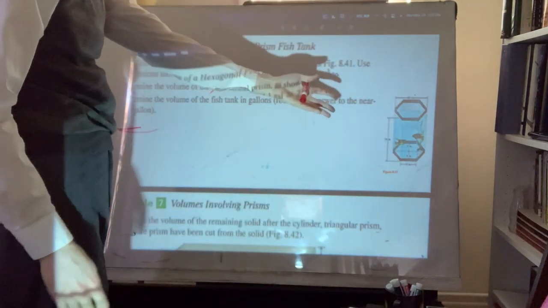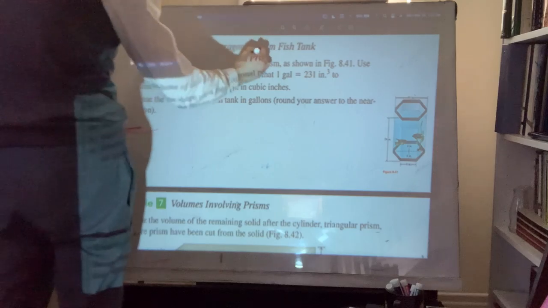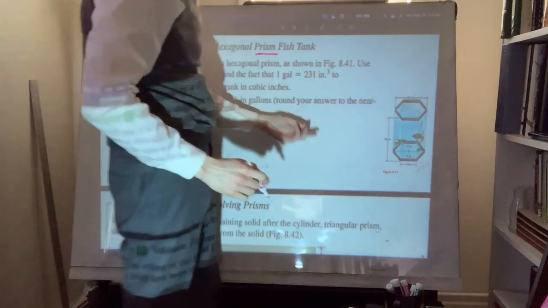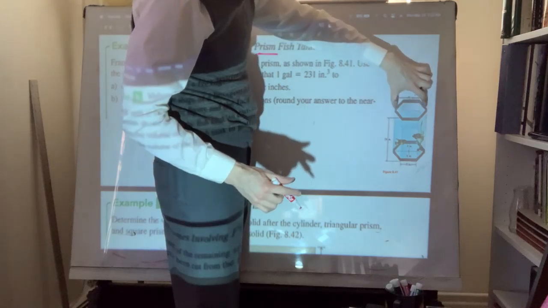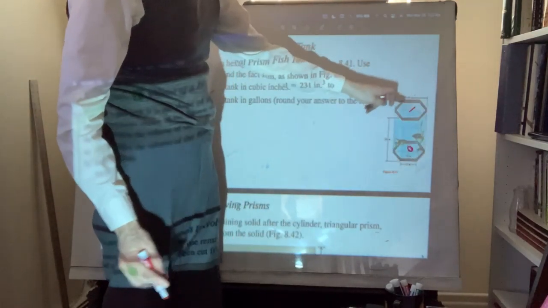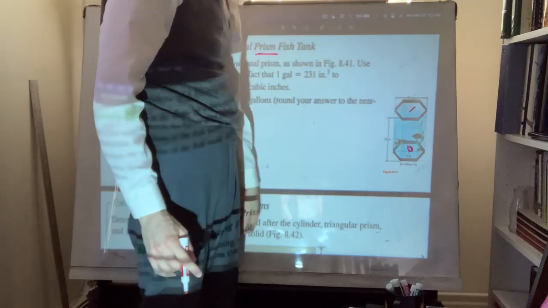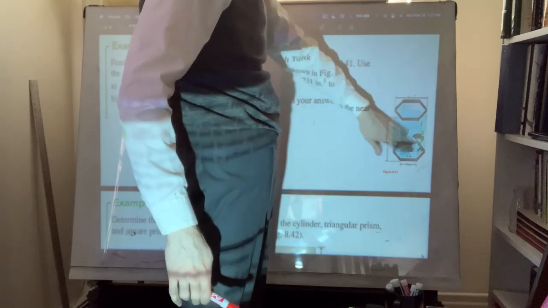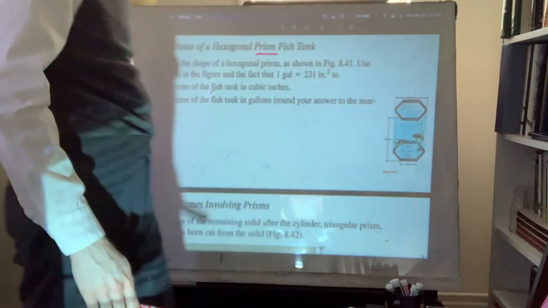This is a prism problem, right? They tell you that specifically, but let's discuss that for a moment. If it's a prism, then the bases, there are two, this is the first base, this is the second base, are the same regular polygon, or the same polygon in general, I should just say. They're both hexagons in this case, right?